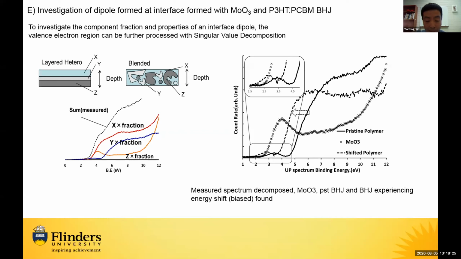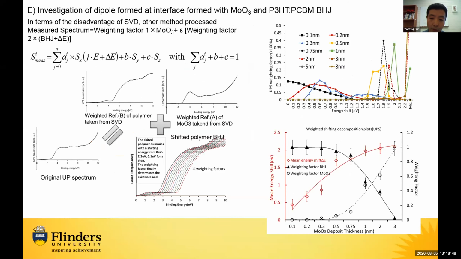However, this SVD has a disadvantage because it only gives us the mean energy shift. Aaron possibly knows that if a dipole happens, there's a dipole moment. If the material is far from the dipole, it will shift less, but if it is really close to the dipole, it will shift more. So there's a range of different shifts. In this case, we will introduce another method.